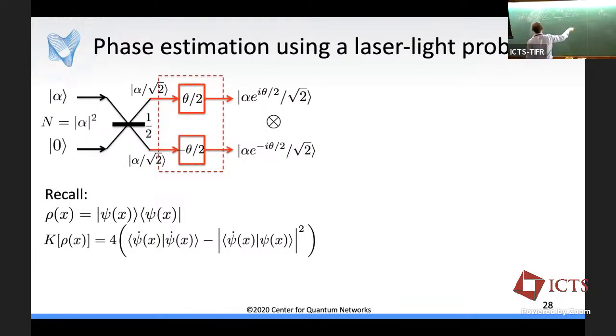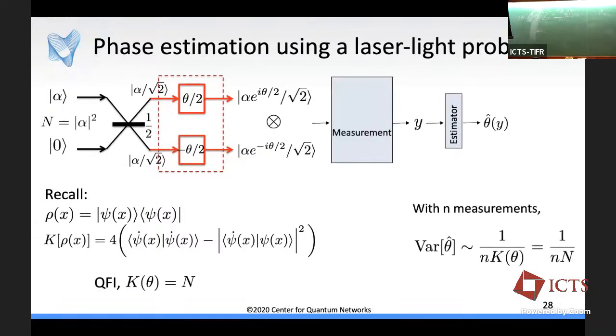Now you can take this expression, take a derivative with respect to theta. So calculate psi dot of theta and write down those inner products, the magnitude squared, evaluate this expression. I leave it to you as a homework. You should try this out. It's a very simple calculation. And what you should get is K of theta equals n for this setting.